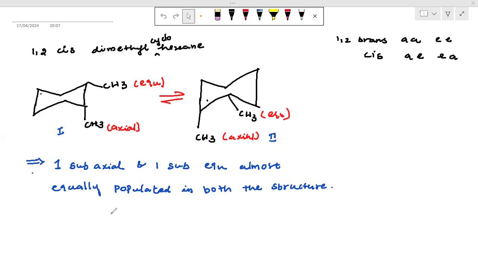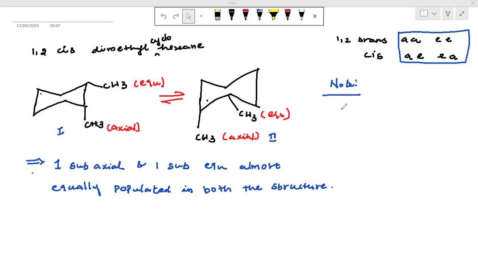Okay, this is the 1,2. We have completed 1,2 trans. So finally, what we concluded is, among the 4 cases, which will be the most stable, and that is also a highlighted point, that is a note.